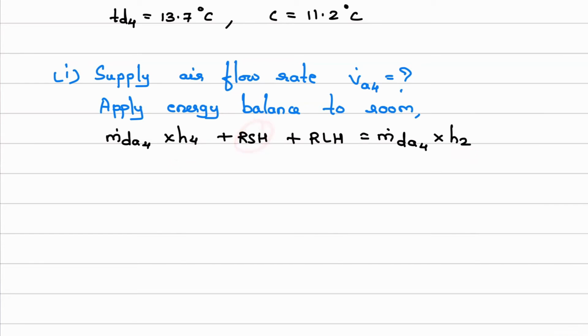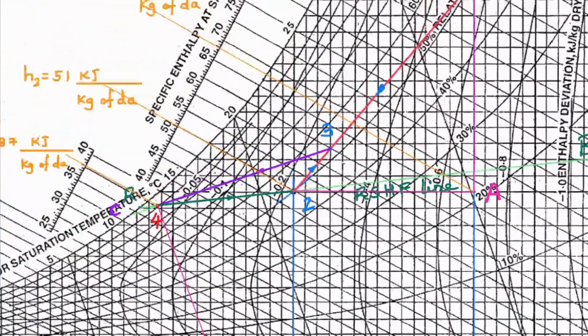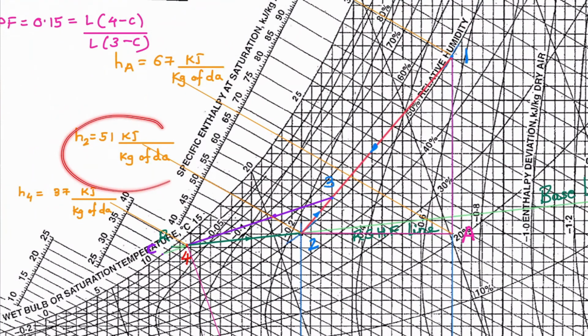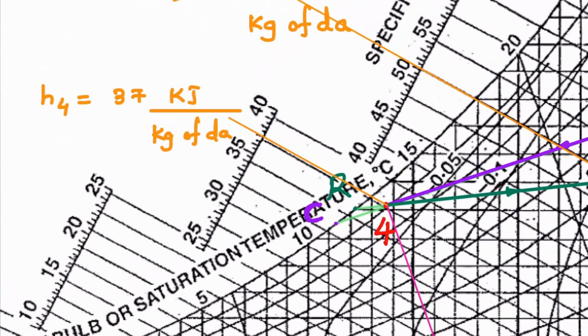RSH is 25 kilowatt, RLH is 5 kilowatt, given in the question. So we will read those values. The H2 value we have already read. The H4 value we will see. This is point 4. So the H4 value, this is 35, 36, 37. So the H4 value is 37 kilojoule per kg of dry air.